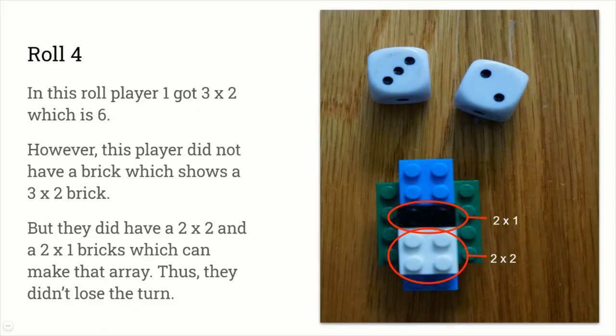In roll 4, player 1 got 3x2, which is 6. However, this player did not have a brick which shows a 3x2 array. They did have a 2x2, which is the white brick, and a 2x1, the black brick, which can be used to make that array. Thus, they didn't lose their turn.